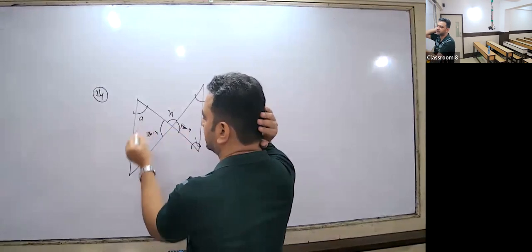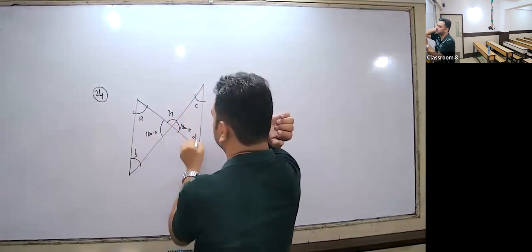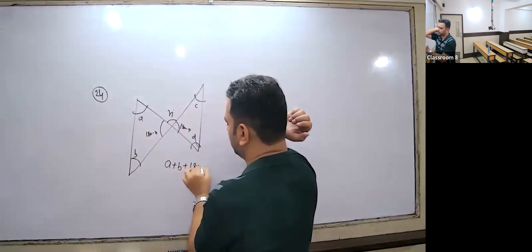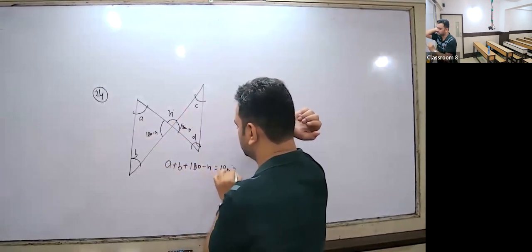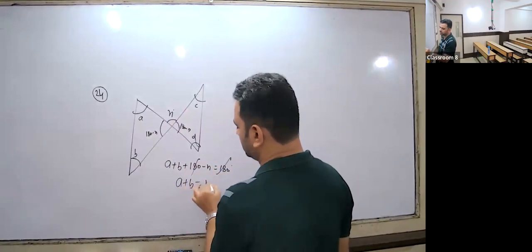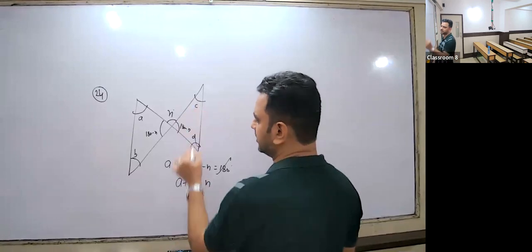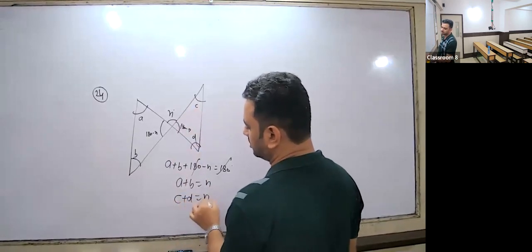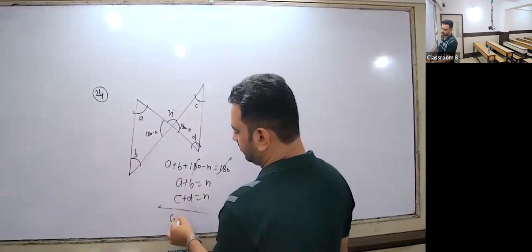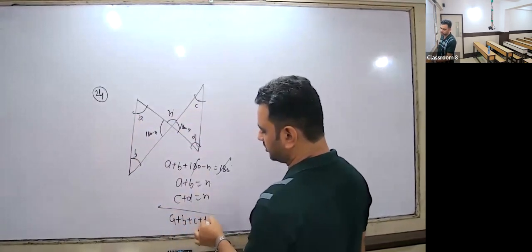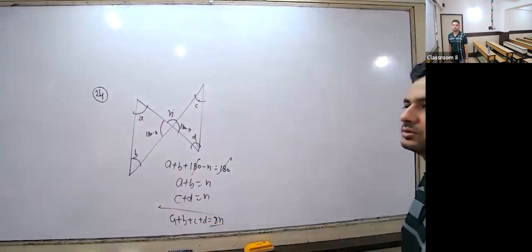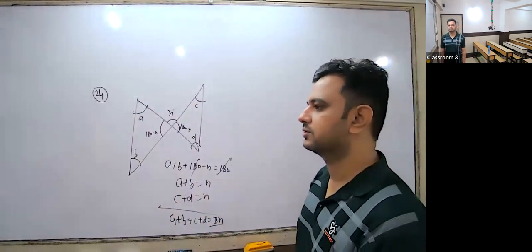Okay, let's say these angles are A, B, C, D. In this triangle, can I say A plus B plus 180 minus n equals 180? Clear? So cancel. So I can say A plus B equals n. In a similar way, can I say C plus D equals n? And I want the sum of all these angles. So A plus B plus C plus D should be equal to 2n. Clear? Got it? Yeah.